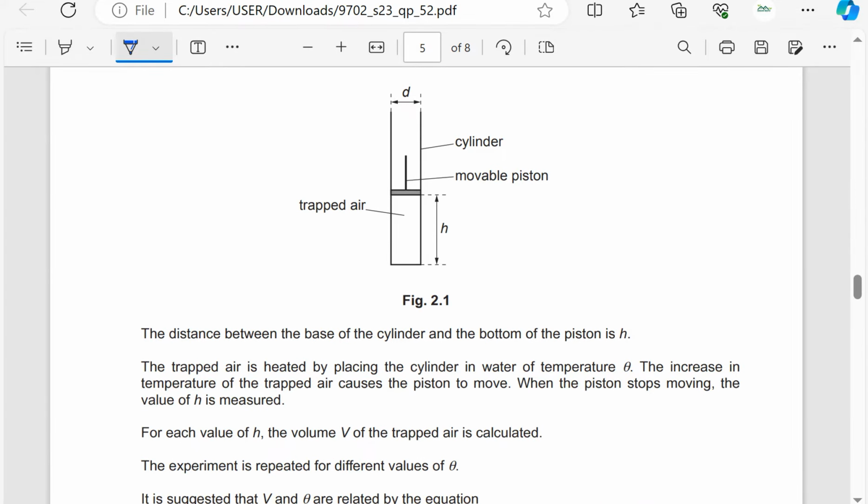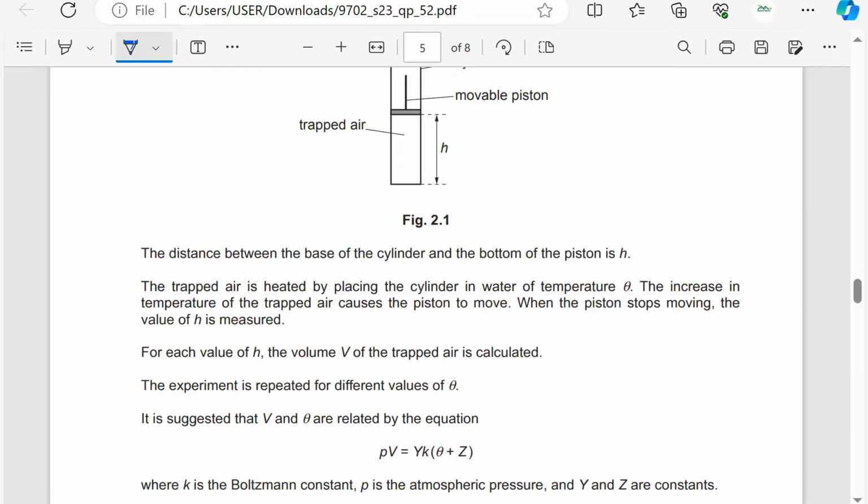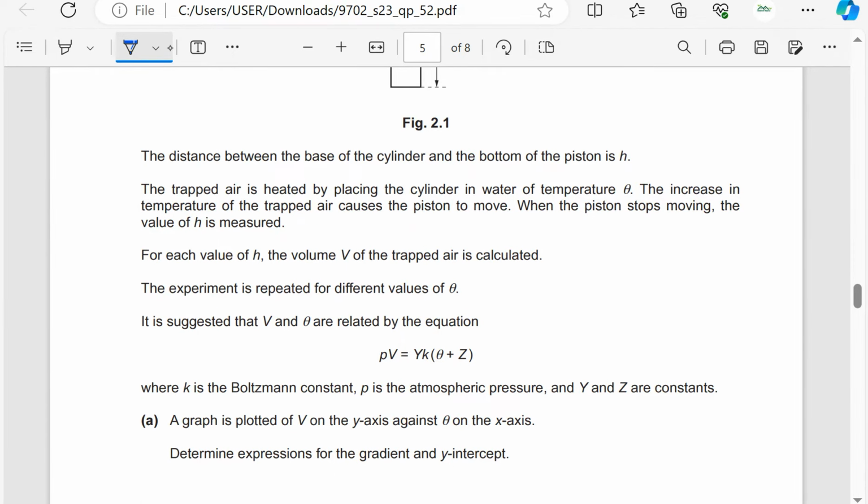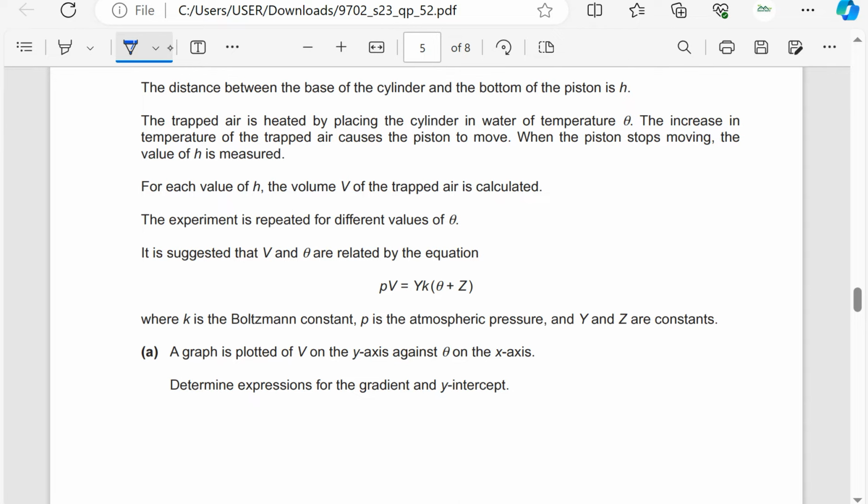The distance between the base of the cylinder and the bottom of the piston is h. The trapped air is heated by placing the cylinder in water of temperature theta. The increase in temperature of the trapped air causes the piston to move. When the piston stops, the value of h is measured. From each value of h, the volume V of the trapped air is calculated. The experiment is repeated for different values of theta.